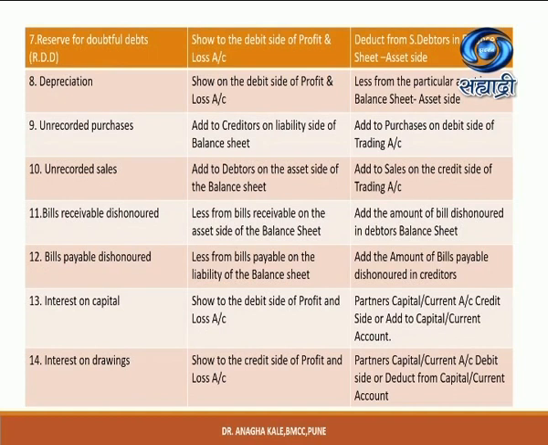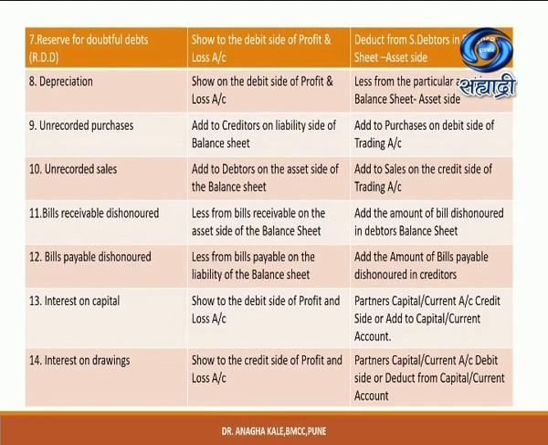Next is depreciation. Depreciation is a reduction in the value of an asset. As it is a loss for us, the first effect is the debit side of the profit and loss account, and reduction in the value of the asset. So secondly we'll be showing it in the balance sheet on the asset side, and we are deducting that depreciation amount from the particular asset.